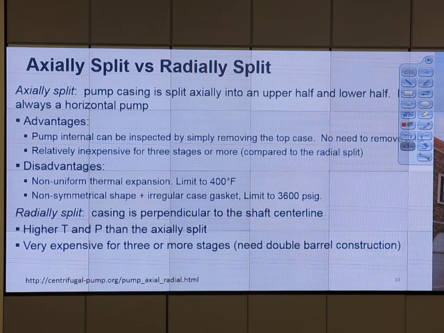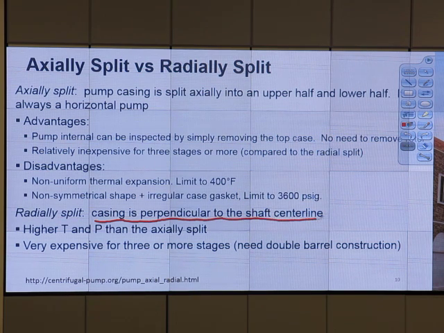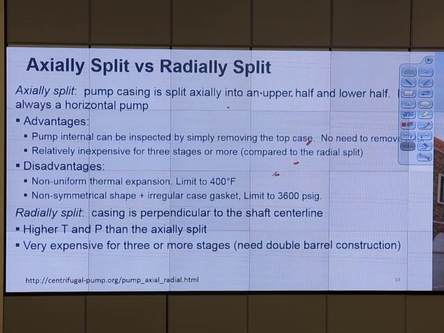So non-symmetrical shape and irregular casing gasket limit it to lower pressure, 3,600 psig. If you have radially split, the casing is perpendicular to the shaft center line. It can go with higher temperature and higher pressure than the axially split. So when your bolts are radially distributed like this, you can hold more pressure. Good. You can hold more pressure with that.